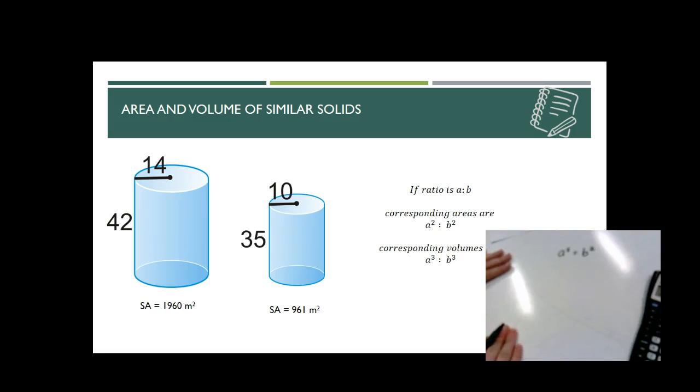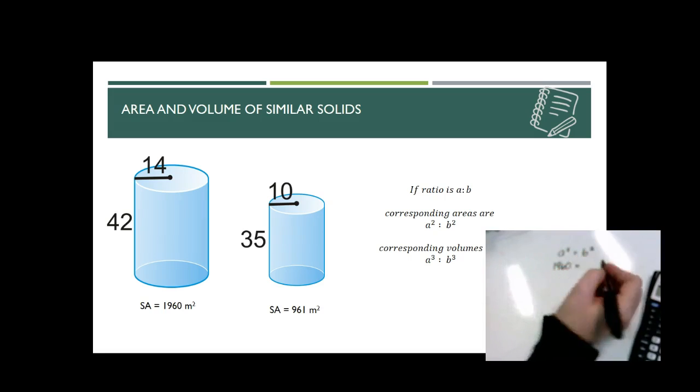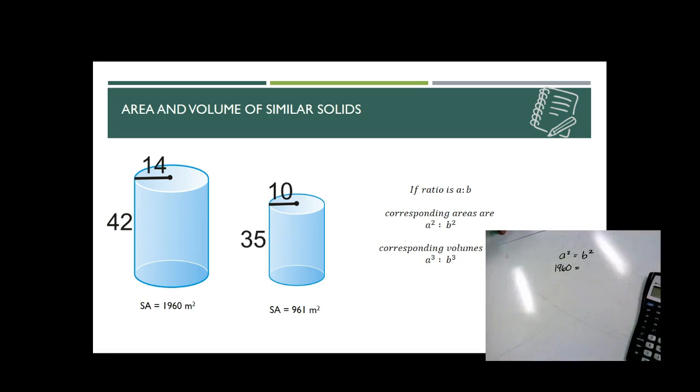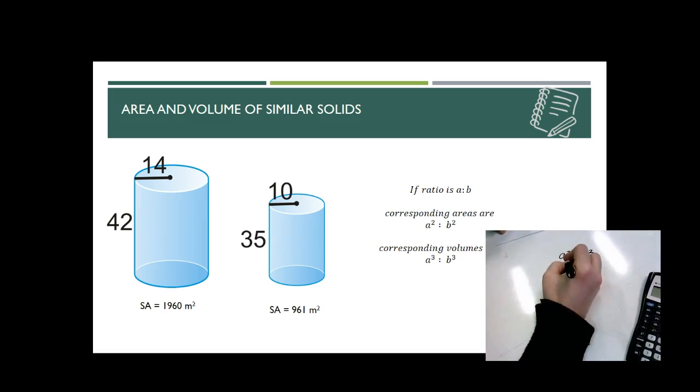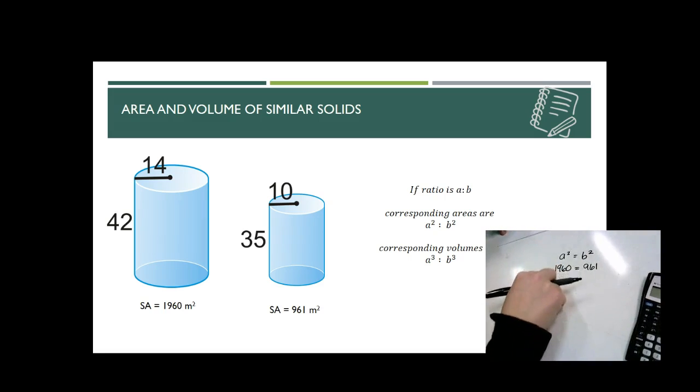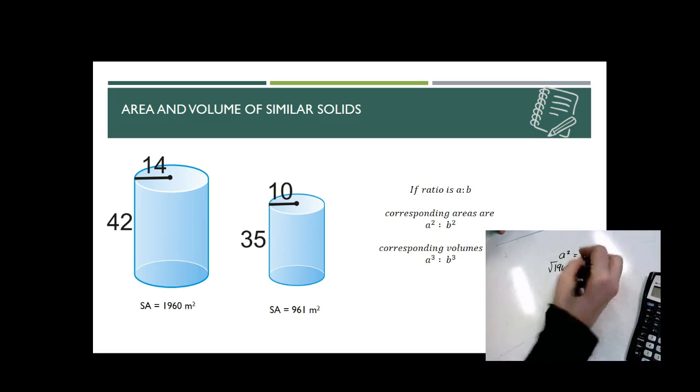And then we're looking for the ratio of one to the other. So when we're solving for that, we simply take the 1960, and we have that is equal to A squared. And then the other is the 961. Both of those are squared, and so we need to square root them to find our ratio.